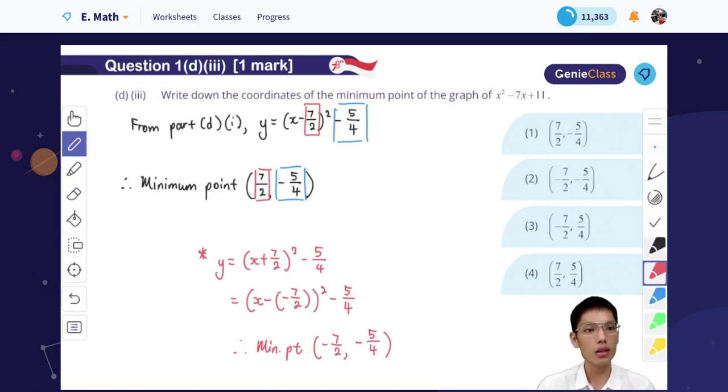Any queries so far, please feel free to type it up. I'll give you a minute to think of any queries that we need to go through, before I move on to other questions. Which part do you not understand, Chen Zheng? Which particular part?